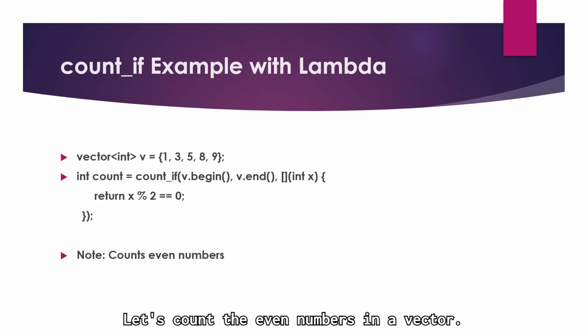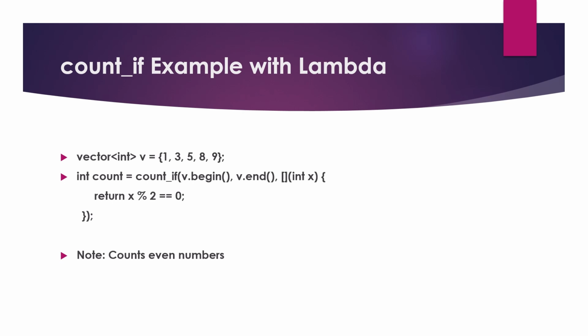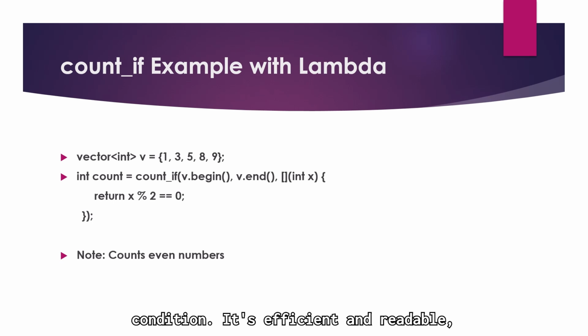Let's count the even numbers in a vector. The count_if algorithm takes a range and a condition. We pass a lambda that returns true when a number is divisible by 2. This one-liner replaces what would normally be a for loop and an if condition. It's efficient and readable, the hallmark of good modern C++.